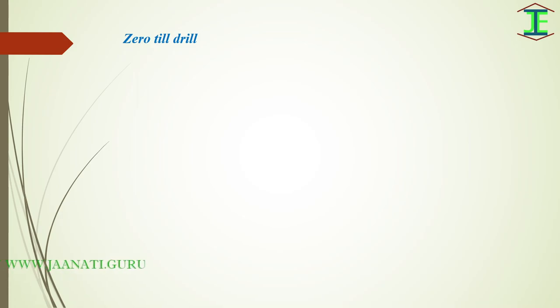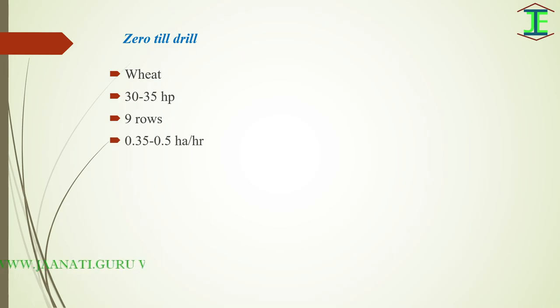Zero till drill, nothing but no tillage is done. So by using this zero till drill, we can sow wheat in freshly harvested rice fields. This machine is drawn by a 30 to 35 HP tractor, and it is a 9 row drill. The capacity of the zero till drill is 0.35 to 0.5 hectare per hour.